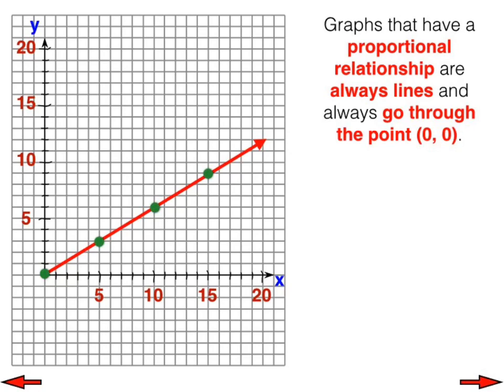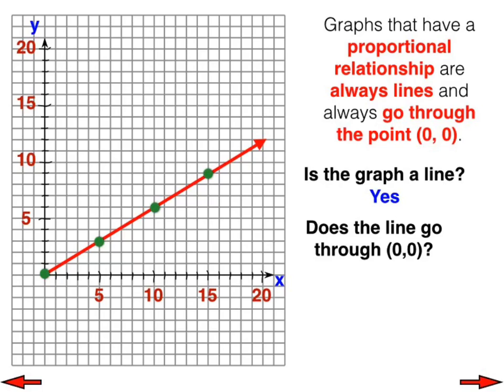Let's go through those two questions. Is this a line? Yes or no? Yes. That's not a trick question. It is a line. Okay, so that's good. Then the next question is, does it go through (0, 0)? Yes or no? Yes, it does. (0, 0) is this point right here. It's the origin. We call that the origin.